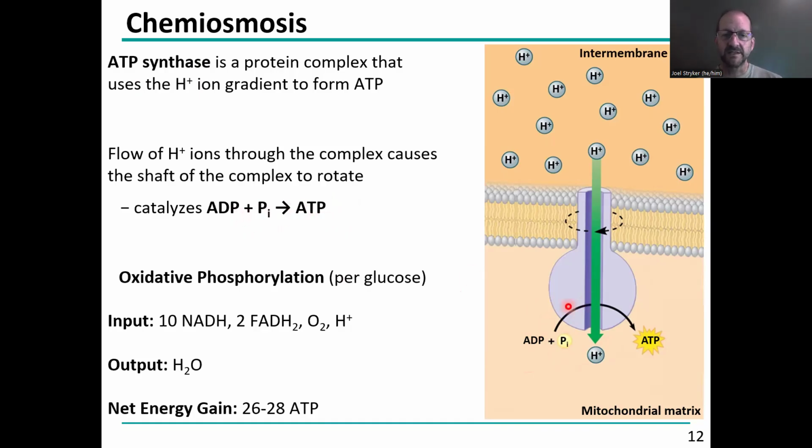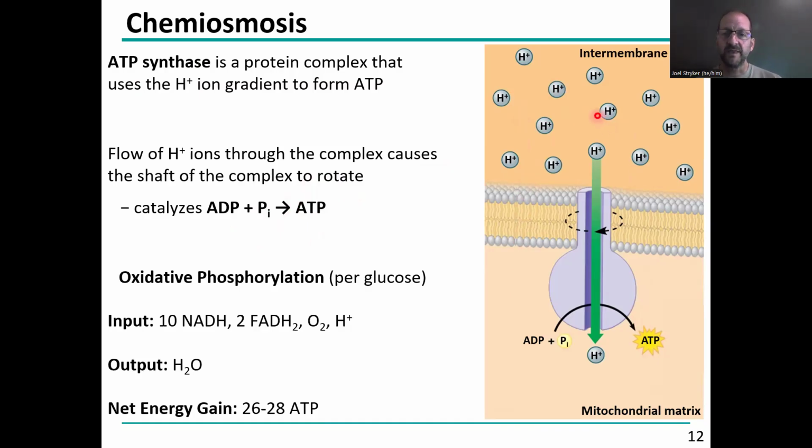But of course, that is a highly endergonic reaction to make ATP. So it needs energy to do that. Well, in this case, the energy comes directly from this hydrogen ion gradient. Remember, we talked about flow down a gradient. That's a key physiological concept. So as these protons or hydrogen ions flow down from their high concentration to their low concentration, that's the direction they want to go, and it releases energy to do that.